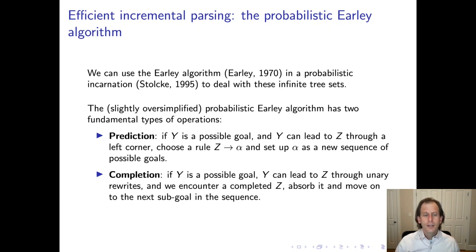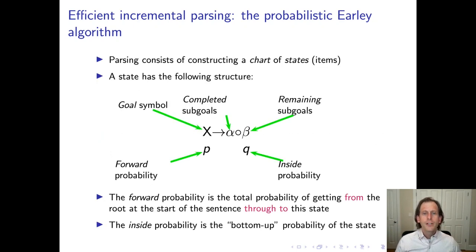Second, there's completion. If Y is a possible goal, that is, you're looking for a Y next, and Y can lead to Z through unary rewrites, and we encounter a completed Z, then we absorb that Z and move on to the next subgoal in the sequence. And so we're going to represent a chart, the state of left to right processing, as a chart of states, and it has the following structure.